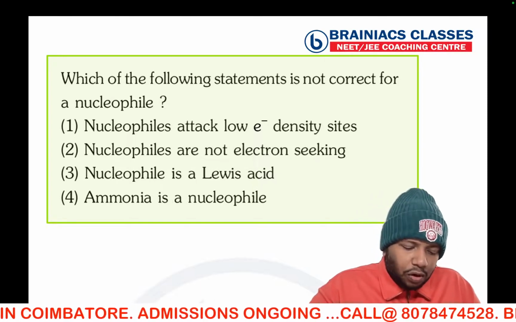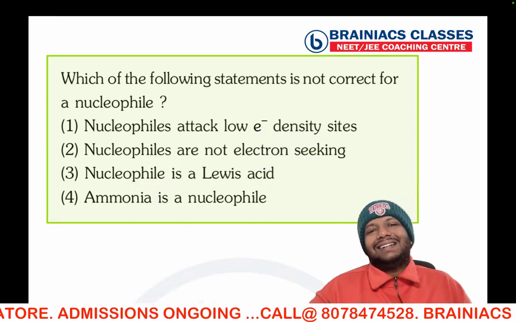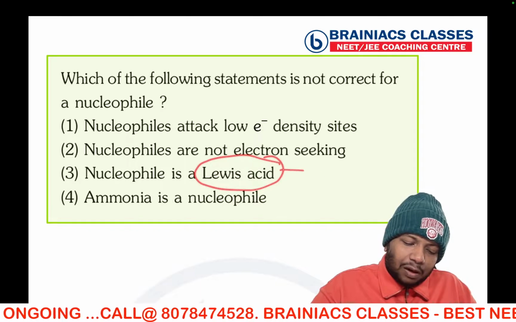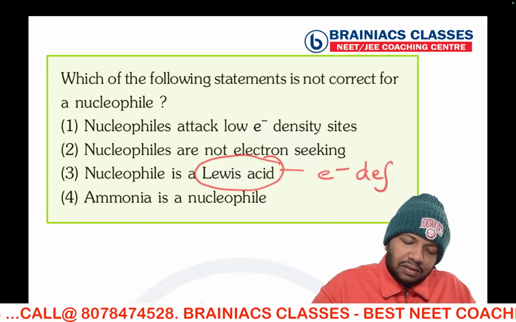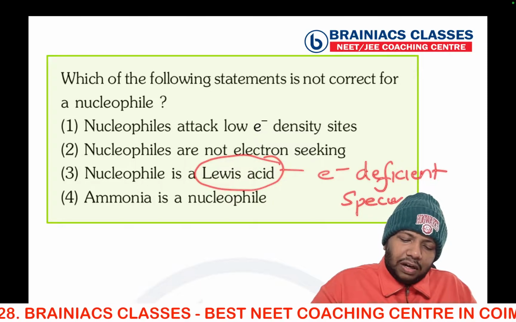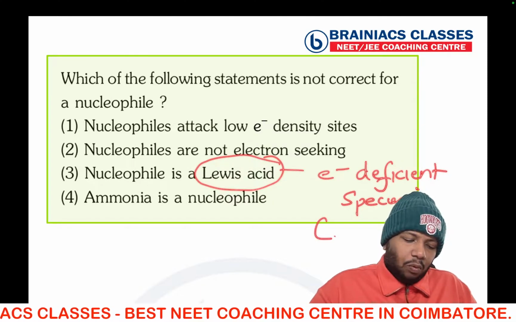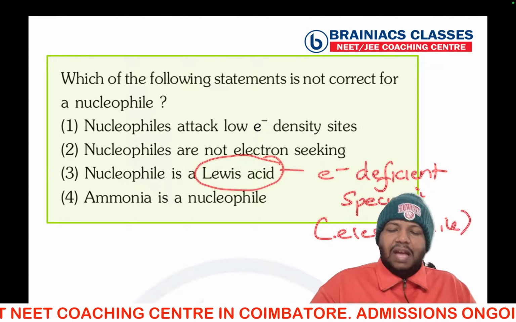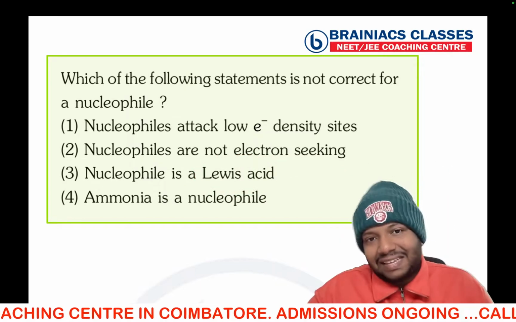Okay. Nucleophile is a Lewis acid. That is a wrong statement. Why? Because Lewis acids are electron deficient species. So electron deficient species means what? It should be an electrophile. I can say electrophiles are Lewis acids, and a nucleophile is a Lewis base.